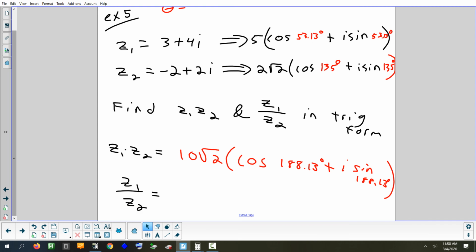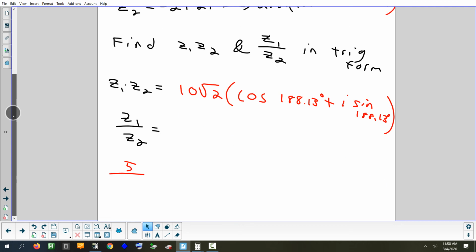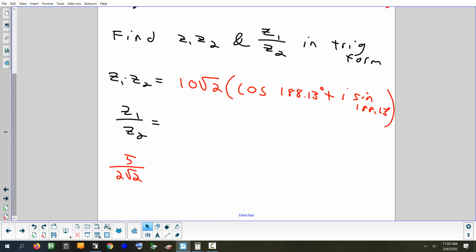Now let's divide them. What's my radius for z1? 5. And what's my radius for z2, I'm just doing it off to the side? 2 square roots of 2. So that's my new radius, but what do I have to do with that? So we're going to get 5 square roots of 2 over 4. When you multiply top and bottom by root 2, we get root 4 in the bottom.